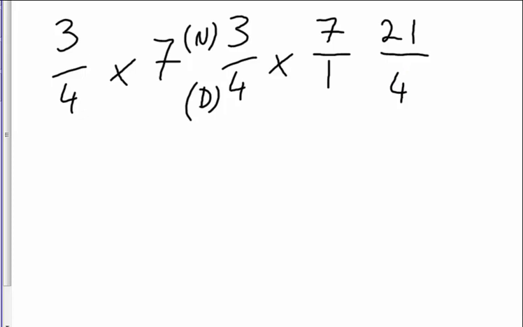Now what I need to find out is how many 4s are in 21, because I have 21 quarters. Well, 21 quarters is going to give me a whole number and a fraction. So how many 4s are there in 21? Well, 4, 8, 12, 16, 20. There are 5, so I've got 5 whole numbers, and then I had 1 left, so I've got 5 and 1 quarter.